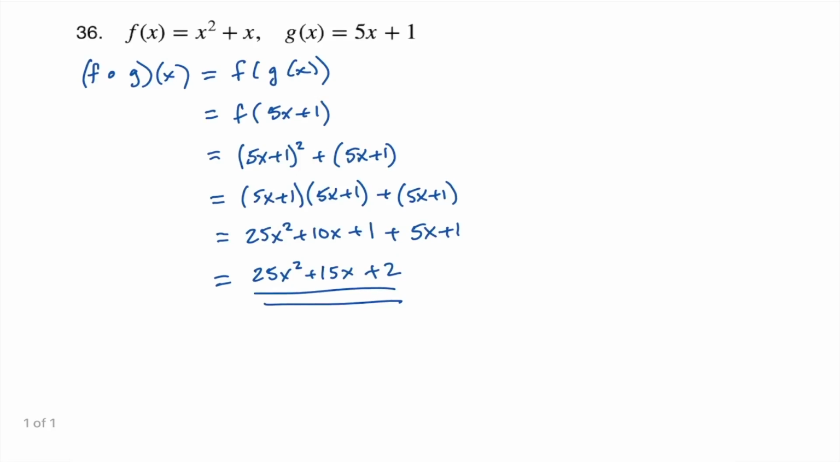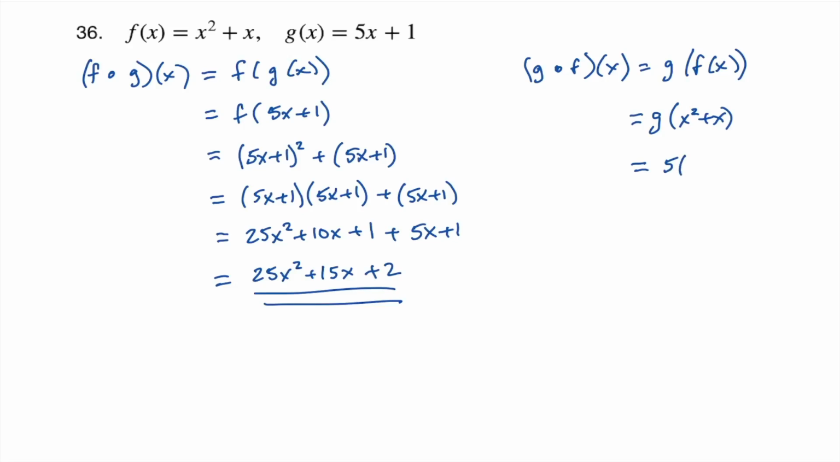Okay, and now we need, I think we can fit it in right over here, g composed with f of x. And so this is g of f of x. And so this time, the input to g of x is going to be f of x. And so we have g of, we look at the definition of f of x, it is x squared plus x. And so now everywhere we see an x in the definition of g of x, we replace it with x squared plus x.